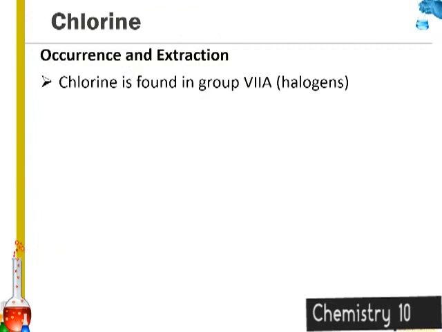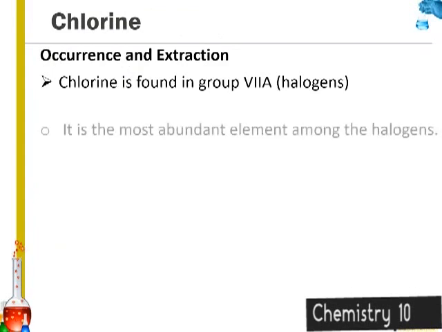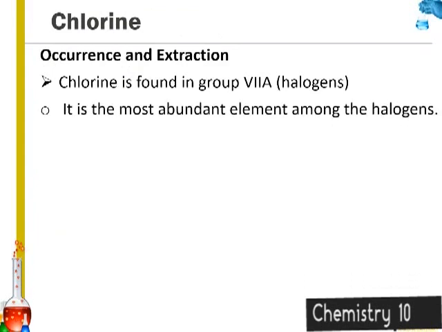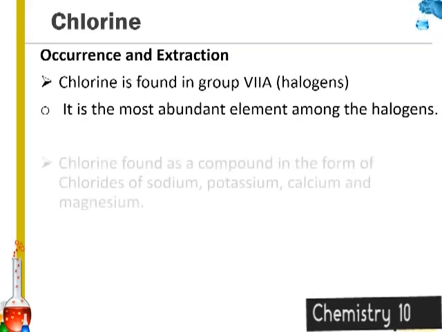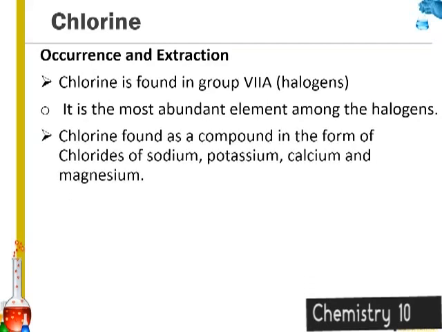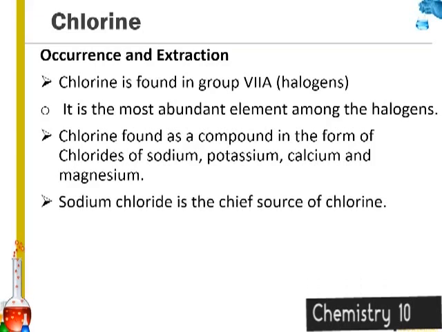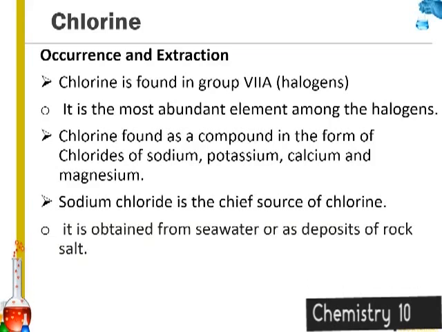Finally, we'll talk about chlorine. Chlorine is found in group 7A, the halogens, on the periodic table. It is the most abundant element among all halogens. It is normally found in compounds in the form of chlorides with either sodium, potassium, calcium, or magnesium. Sodium chloride or table salt is the chief source of chlorine. It can be obtained from seawater or as deposits of rock salt.